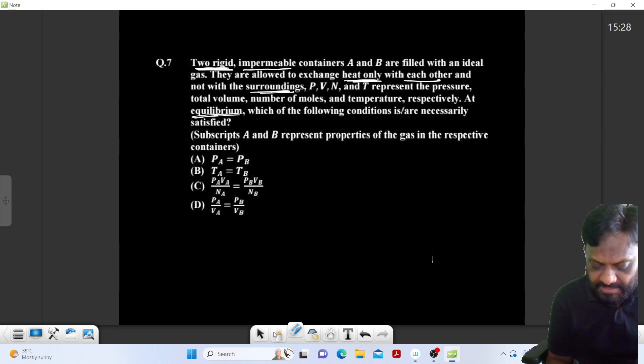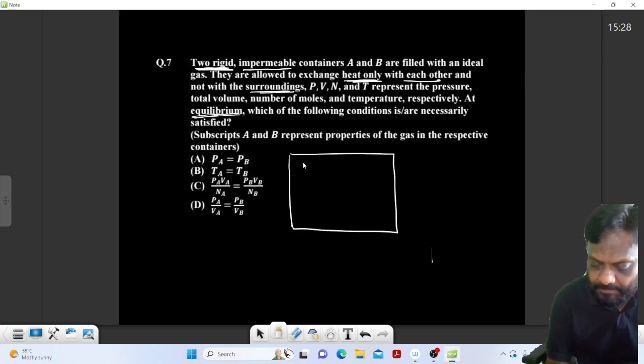But this is not the case, sir, because he clearly said there is only heat exchange. Let us take this as container A. Let the pressure of A be PA. Let the volume of A be VA. Let the temperature of this be TA, and the number of moles of this be NA.